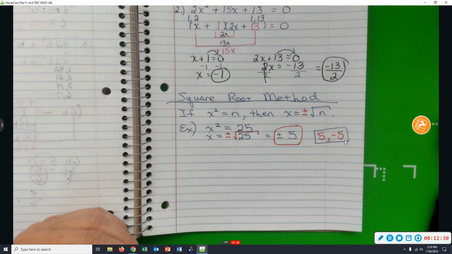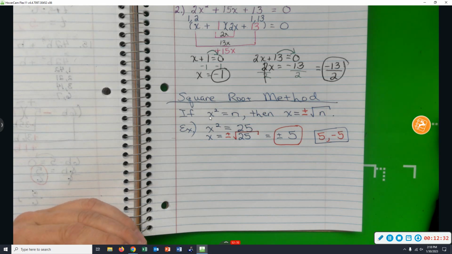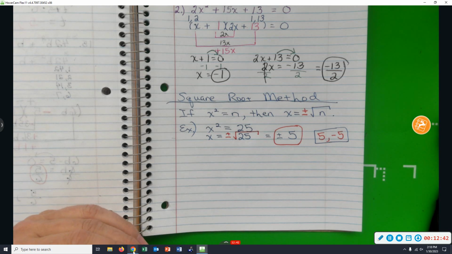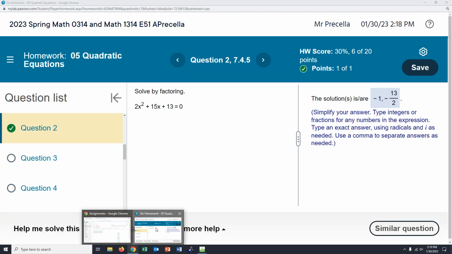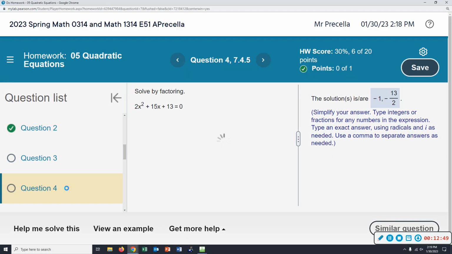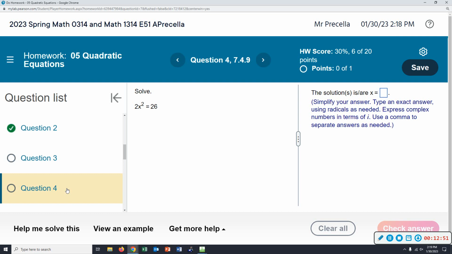You can only use this method if the equation is in the form variable squared equals a number, or I should say a quantity squared equals a number. And the quantity may be something messy. You'll see that in one of the examples, but for the time being, let's start off with one that's pretty painless. 4. Okay. 2x squared equals 26.